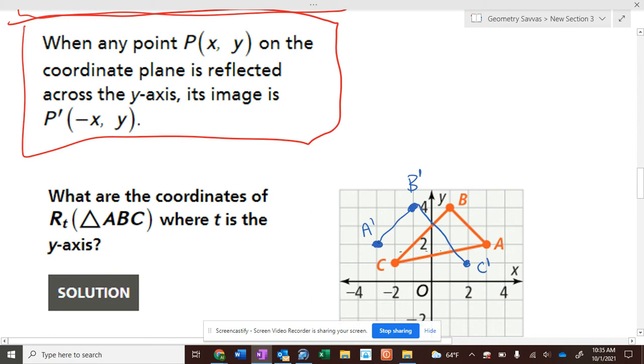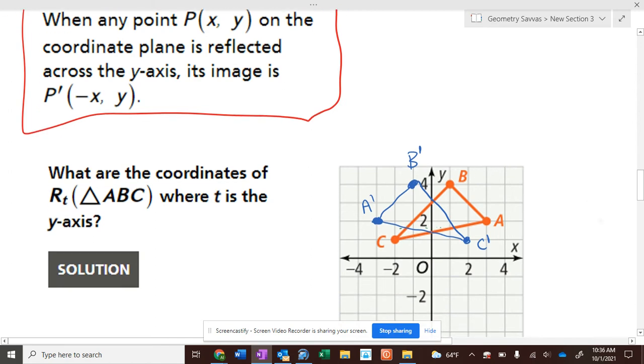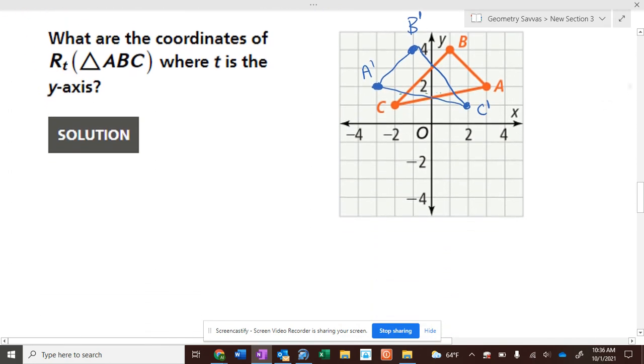The y-axis is our line of reflection. Okay? So there's our reflection. That's what the reflection across the y-axis for that would look like.